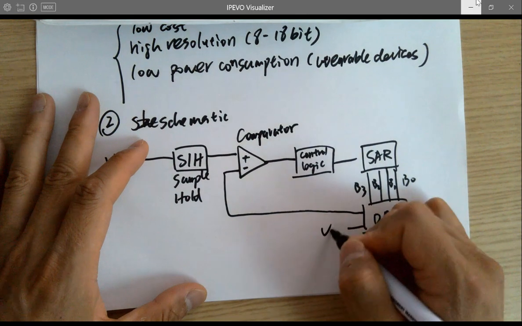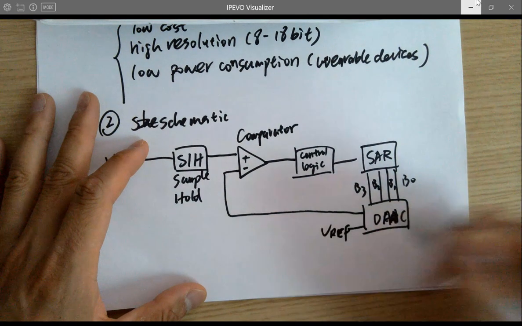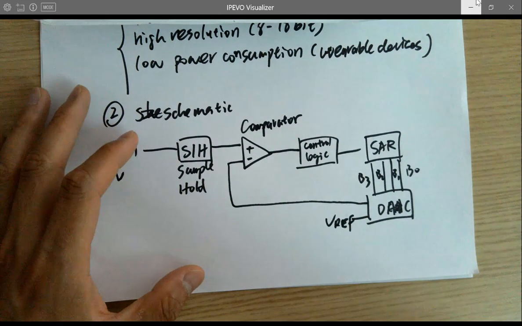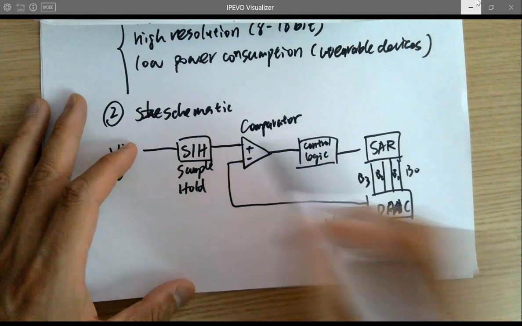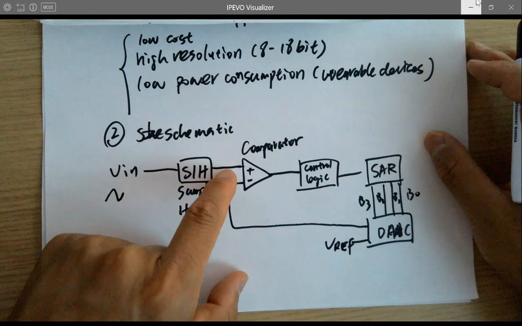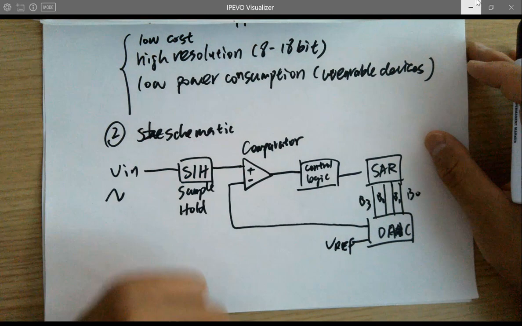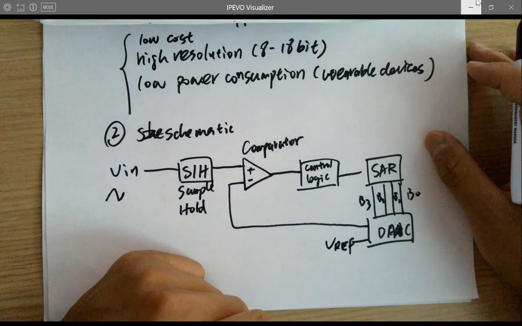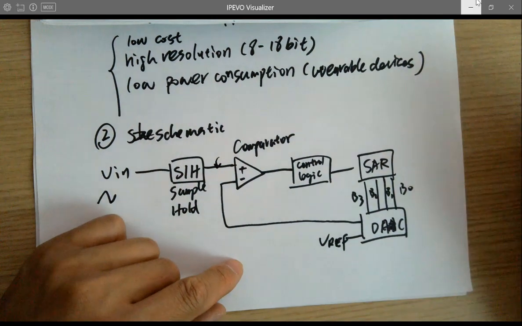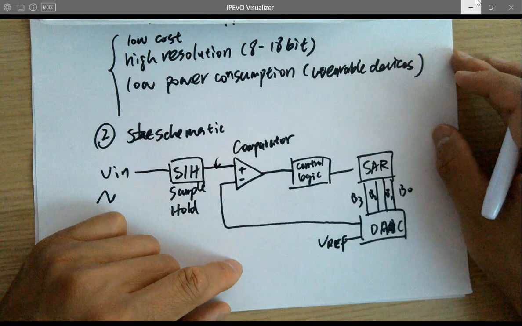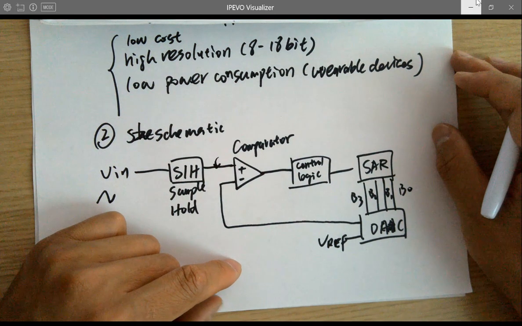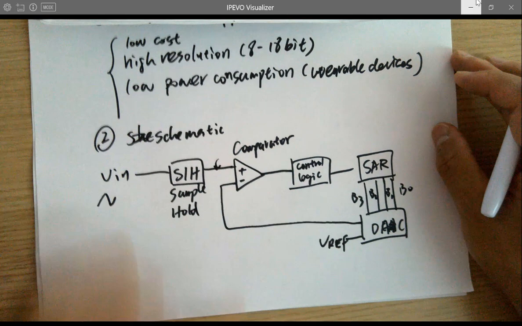Definitely the DAC needs a VREF. Question for you guys: is this signal analog or digital? This signal here. And why? And why is it analog?